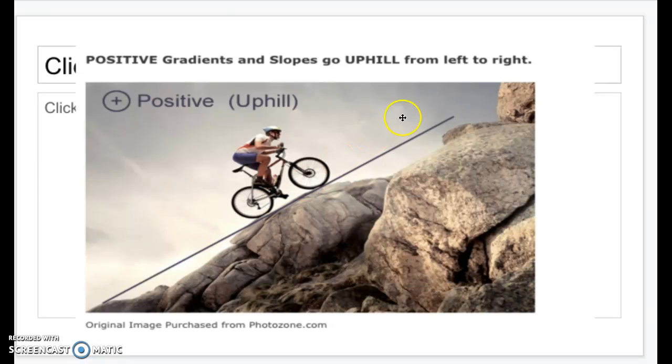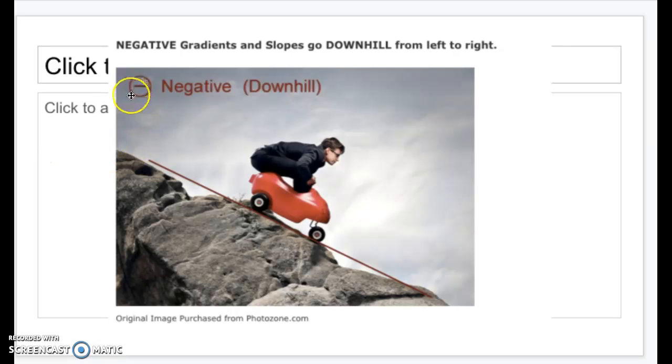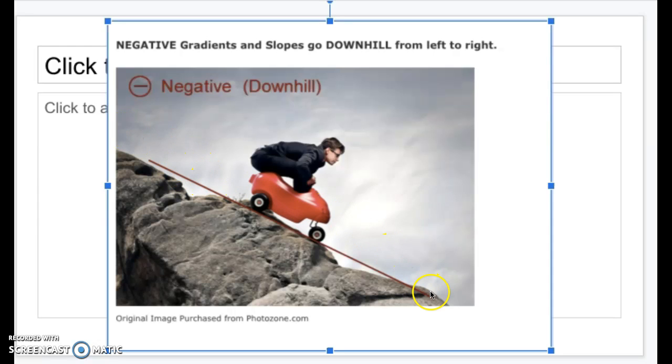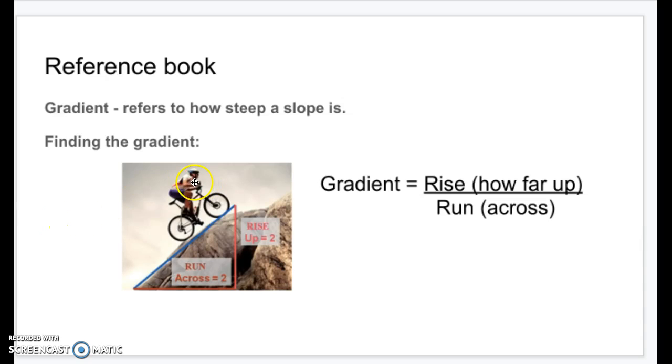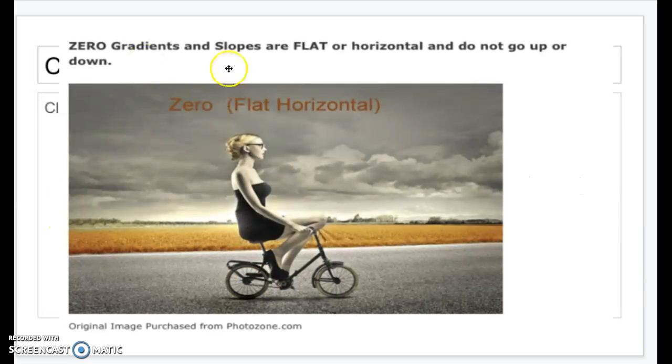Gradient, as we said before, can be positive. So it slopes from the left to the right. So if you start at the bottom of the line, which way does it go? It goes up from left to right. It is a positive gradient. A negative gradient is a downhill. So we're starting and we're going from left to right. An interesting one is this one. This one's a zero gradient. It's flat. It's horizontal and it does not go up or down.